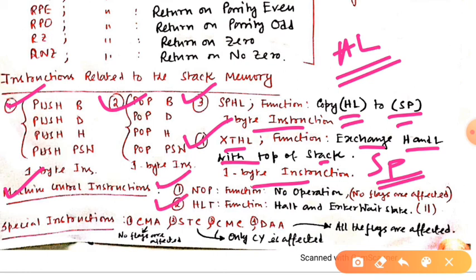So we have two such instructions, no operation instruction and halt instruction. In no operation instruction, actually if this instruction is written somewhere in the memory, the microprocessor 8085 will face this instruction and will perform actually nothing. So this is used in order to create delay in delay subroutines. So, okay. In both of these instructions, no operation instruction and halt instruction, none of the flags are actually affected.